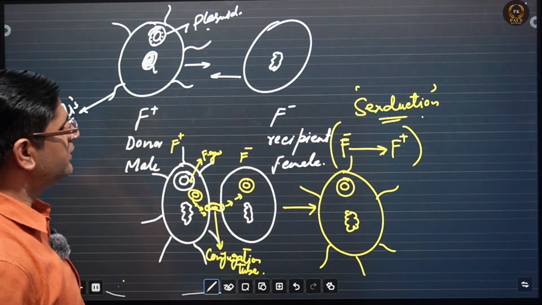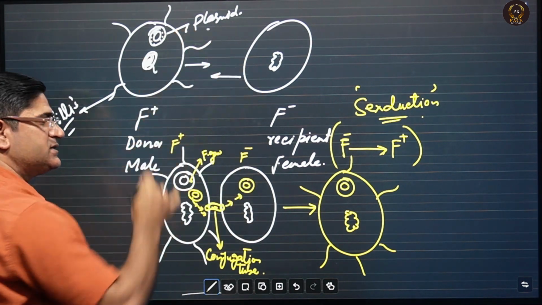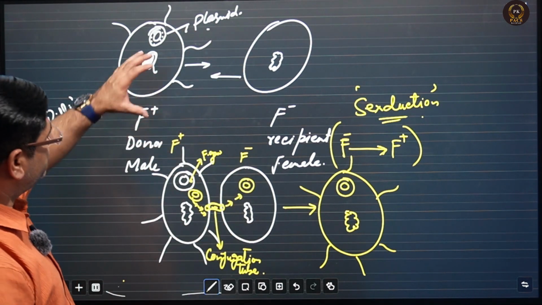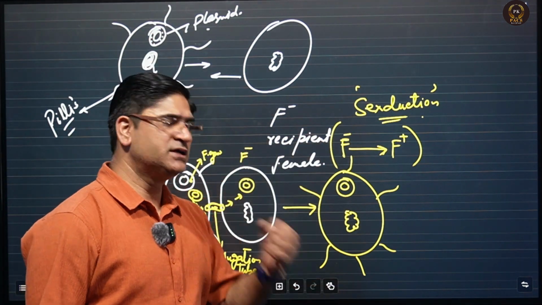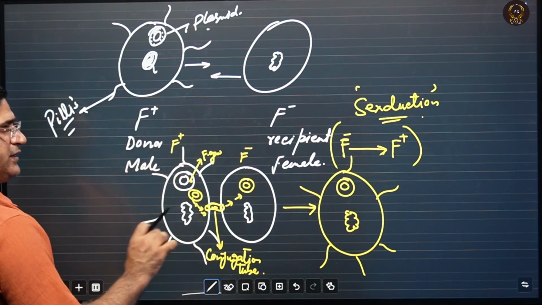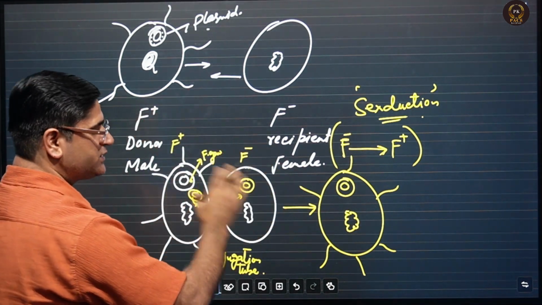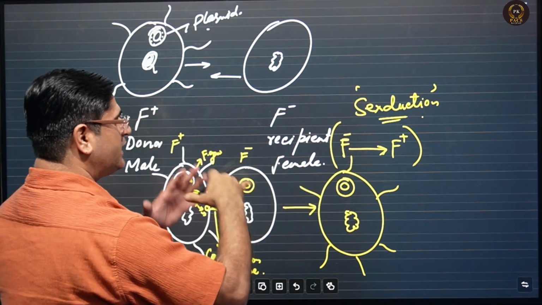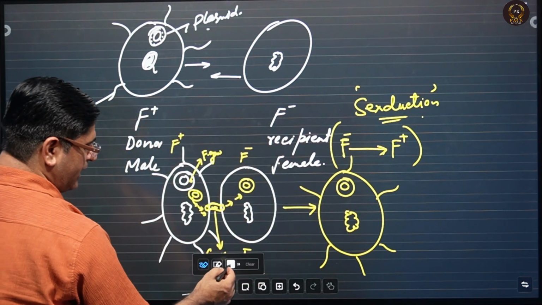Remember, this is how the plasmid is important in certain bacteria. With the help of the plasmid, those bacteria become specialized. So that is about the plasmid. One gene can do the transfer in this way and can change the sex of the bacteria.